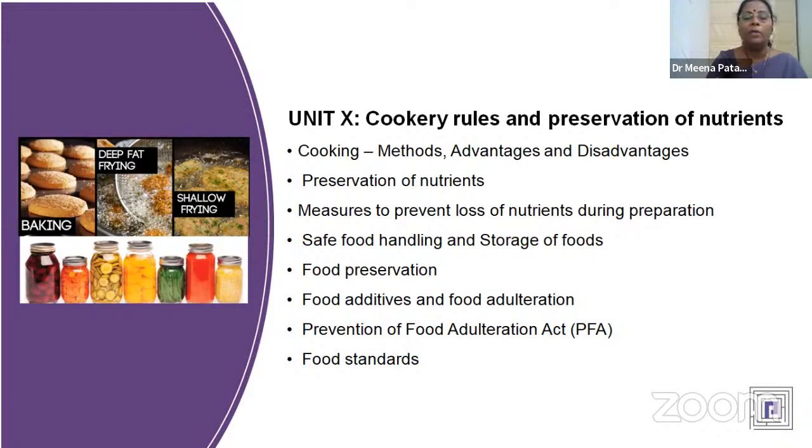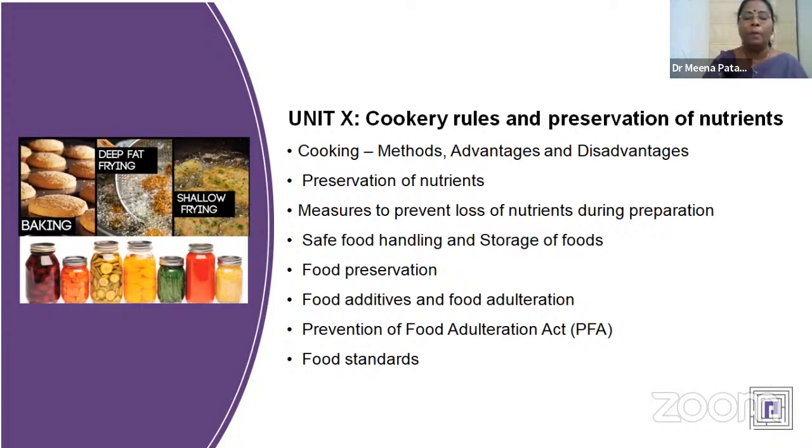Food adulteration is covered by the Prevention of Food Adulteration Act and various food standards. In fact, I think your textbooks have not been updated. This is the old method of studying the Prevention of Food Adulteration Act. Nowadays, we have another term which is used, under which all the acts of adulteration come. It is FSSAI, Food Safety Standards Authority of India. So it is called FSSAI.